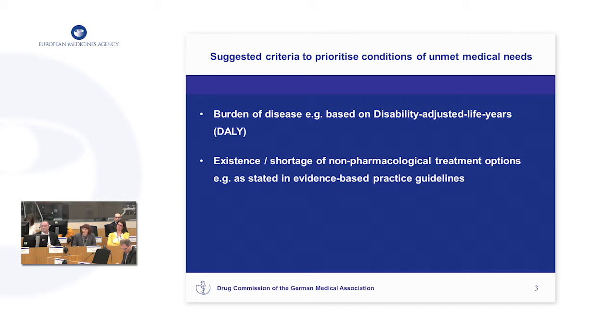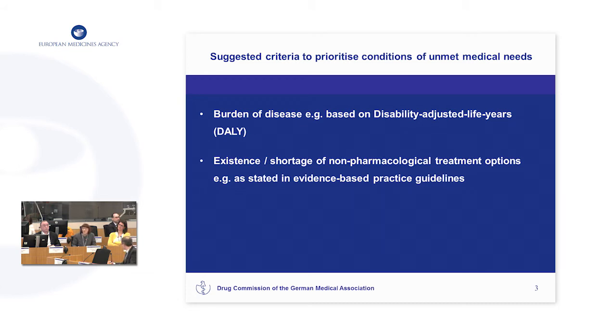Dr. Alteri has already mentioned the burden of disease, and one criterion to suggest to prioritize would be the burden of disease as based on the disability-adjusted life years as one criterion. And the second would be the existence or even the non-existence or shortage of other non-pharmacological treatment options, which would be in the field of mental and behavioral disorders, for example, psychotherapeutic measures. In other pediatric fields, it could be surgical treatment options or functional treatment options.